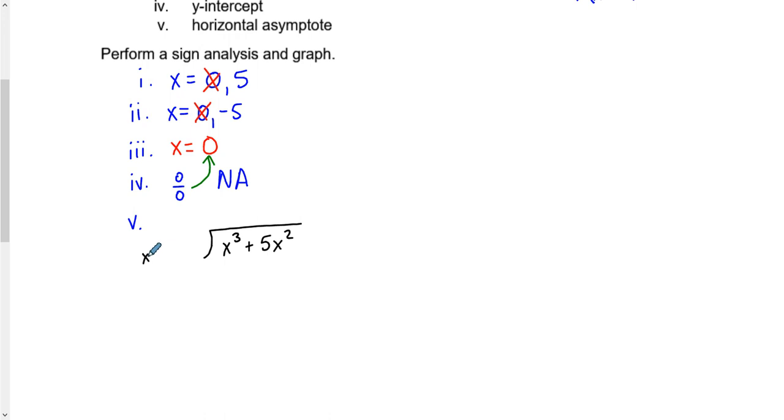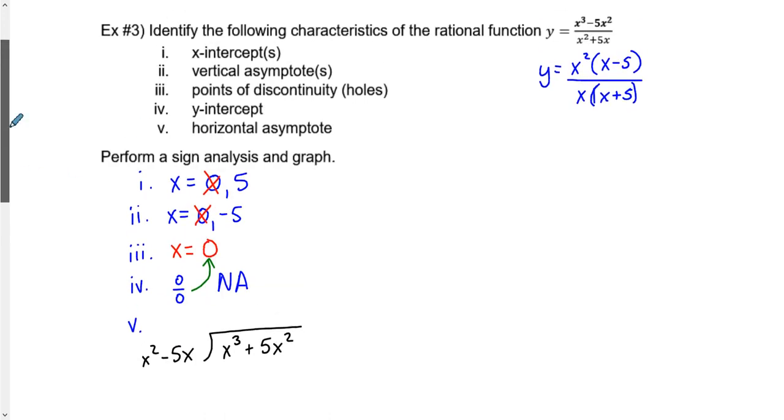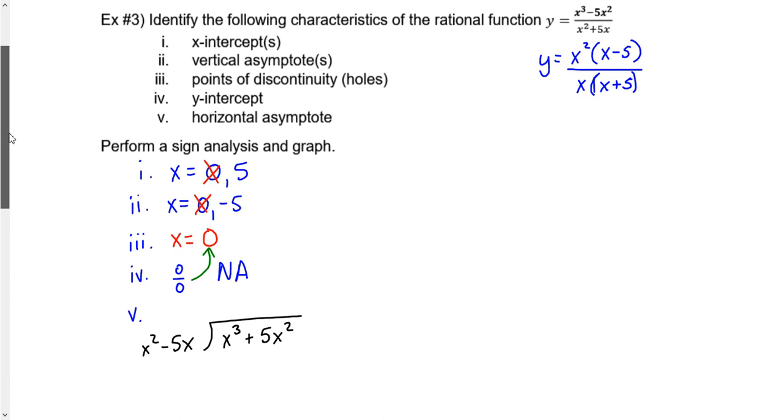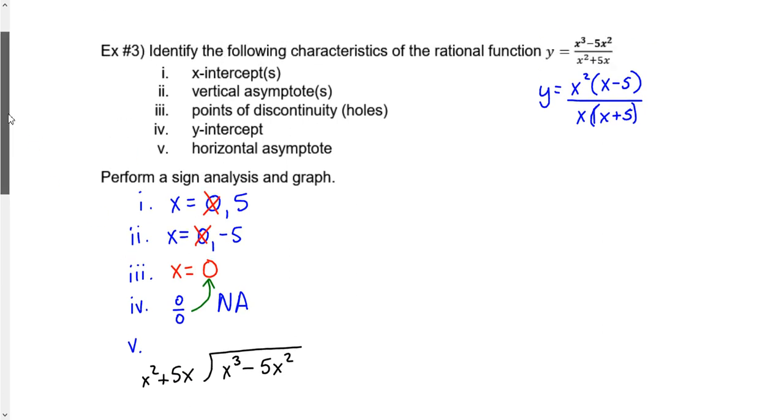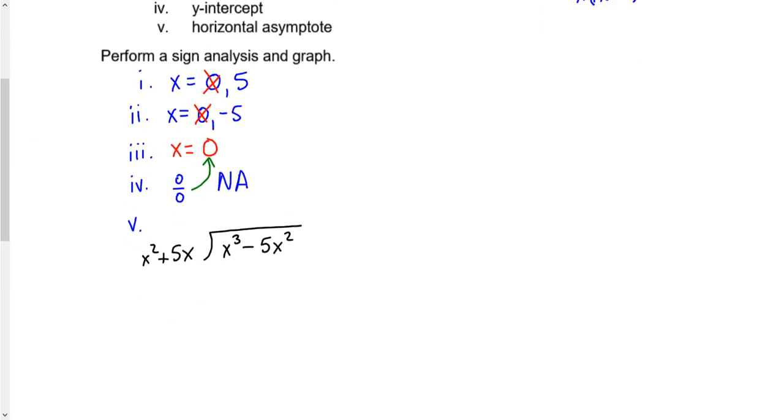And it should be x squared subtracting 5x. Make sure I wrote that down correctly. Oh, signs are switched. I didn't have those. Make sure that that's right. Yep. All right. Now I can long divide.